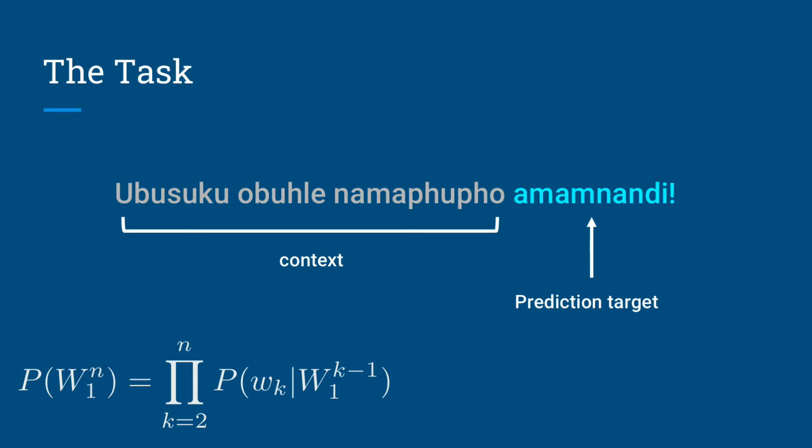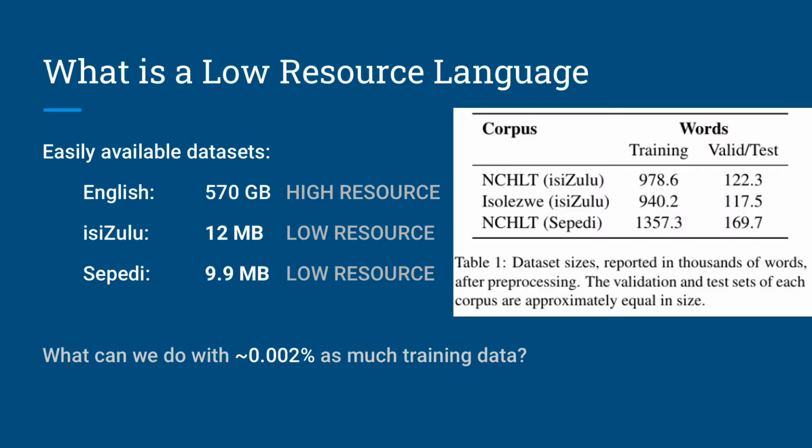Language models are typically trained on large amounts of data. However, the issue that we run into when we try to train language models for South African languages is that there is actually not that much data available. So just how little data is there really? Well, compared to the Common Crawl English dataset that was used for GPT-3, there's really very little.